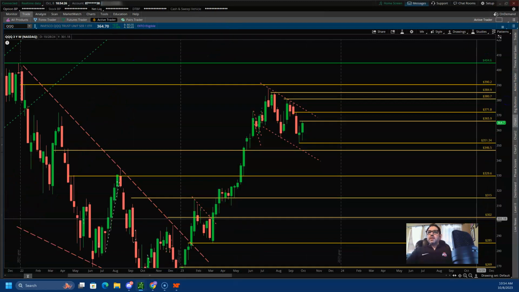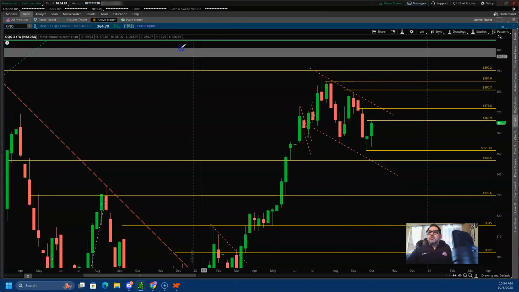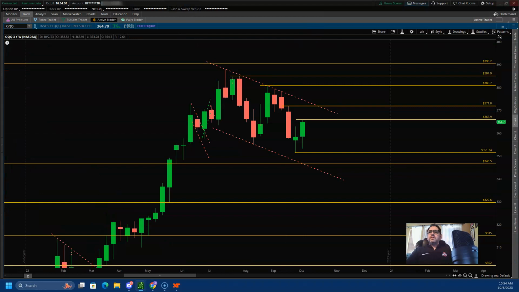QQQ weekly chart here. Okay, so it held this whole 351, 352 level, right? That's where we broke out of. We tested that level right there. We saw a nice bounce, made a lower high, got back to 351, 352, and we saw a little bit of bounce, right? Still that's in a sideways to slightly down channel, right?